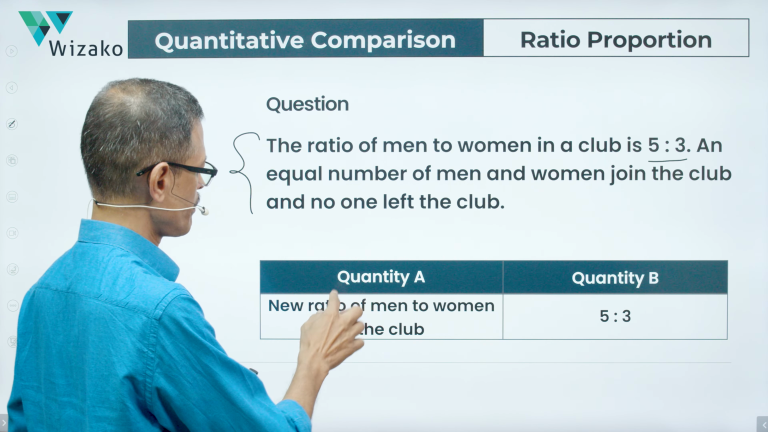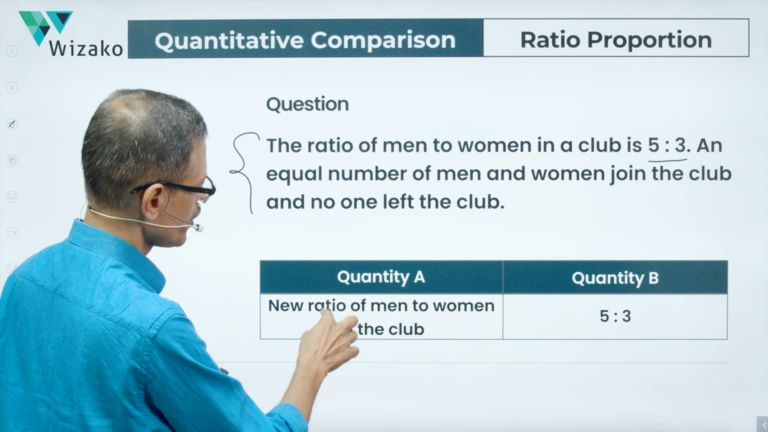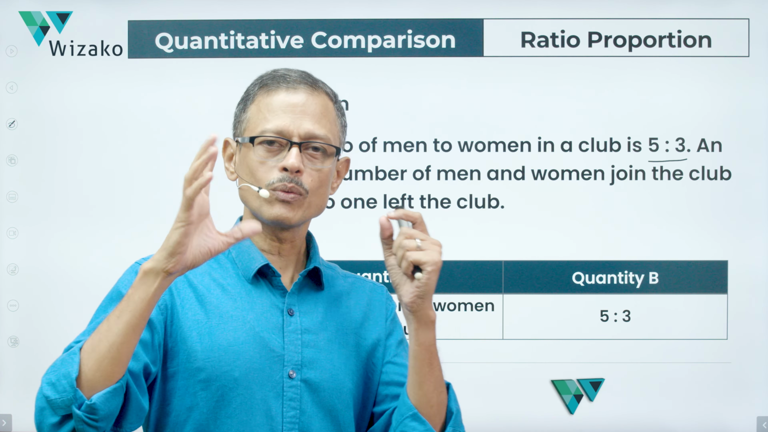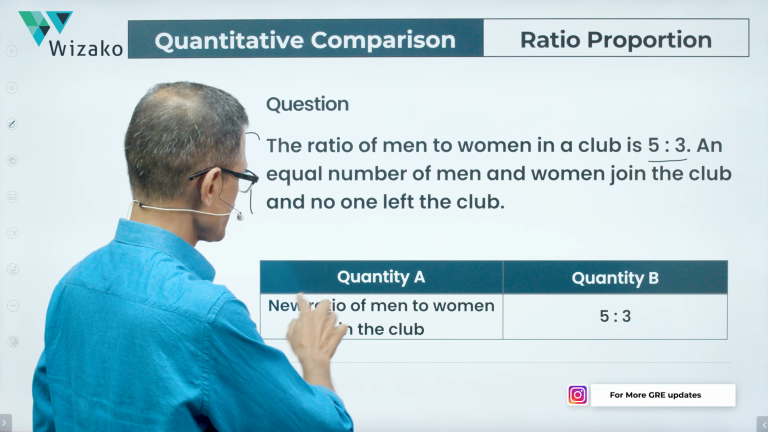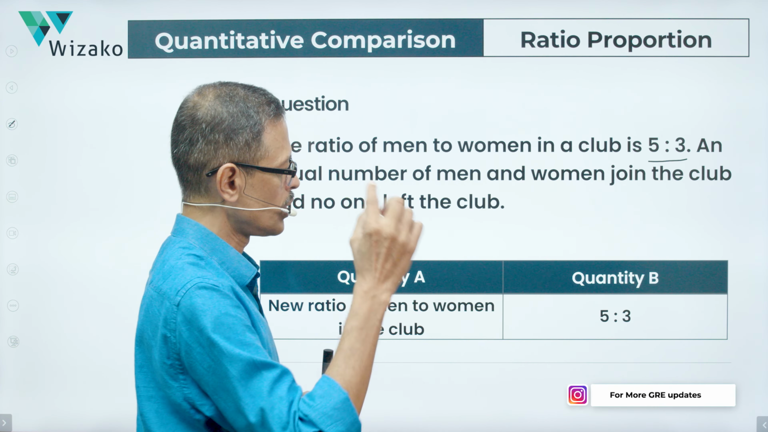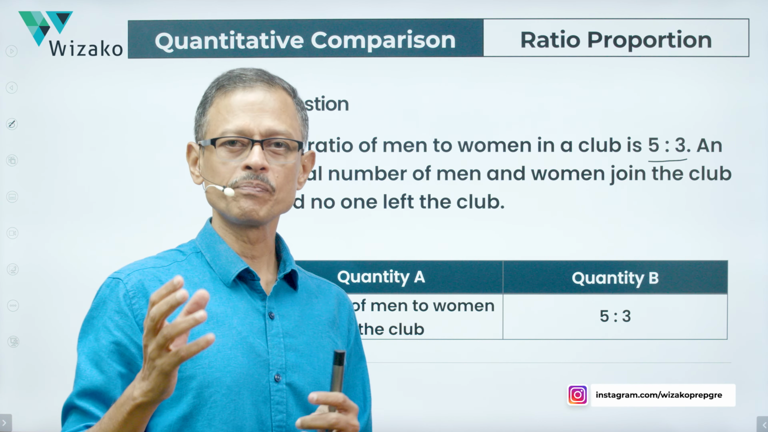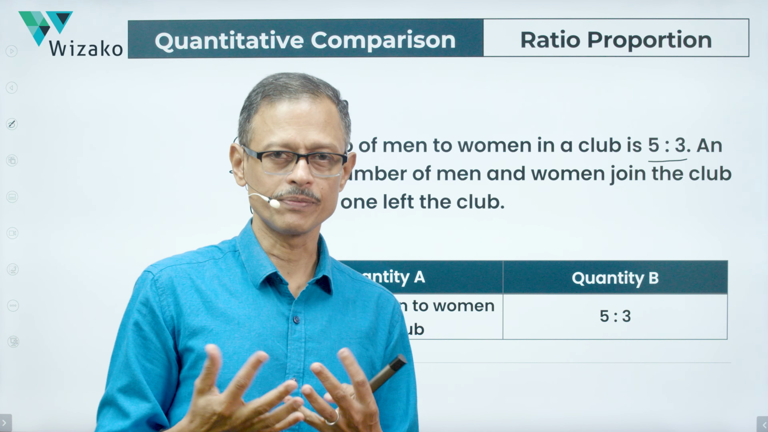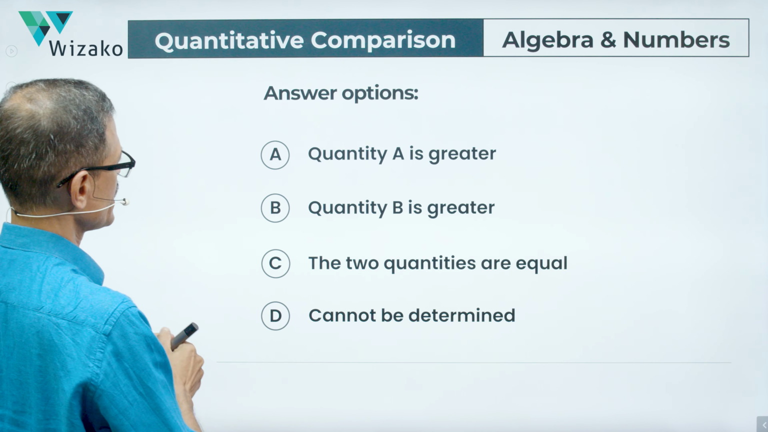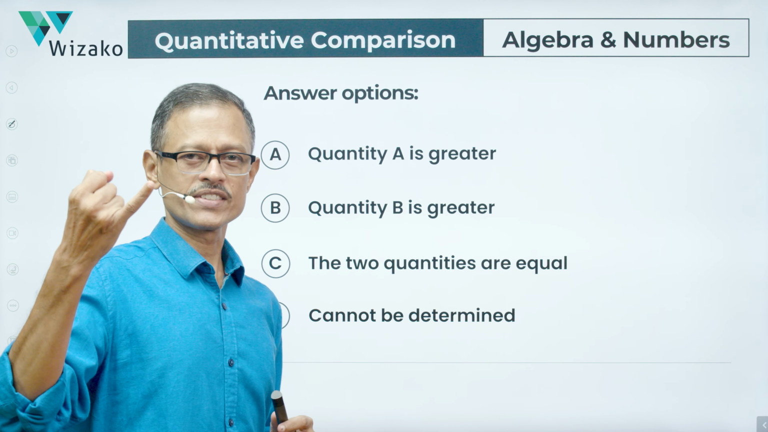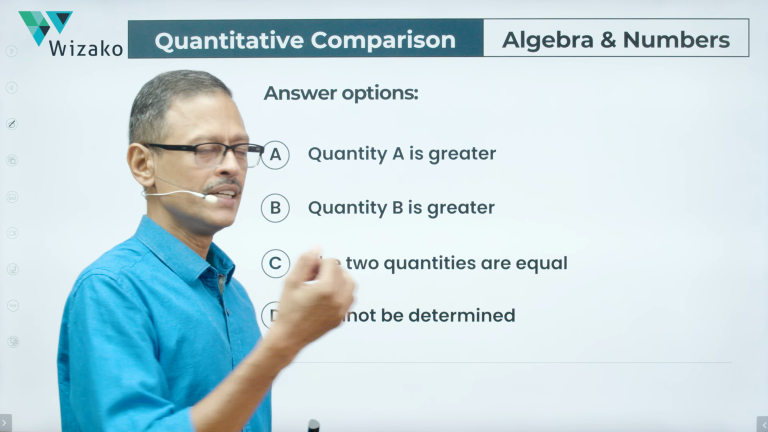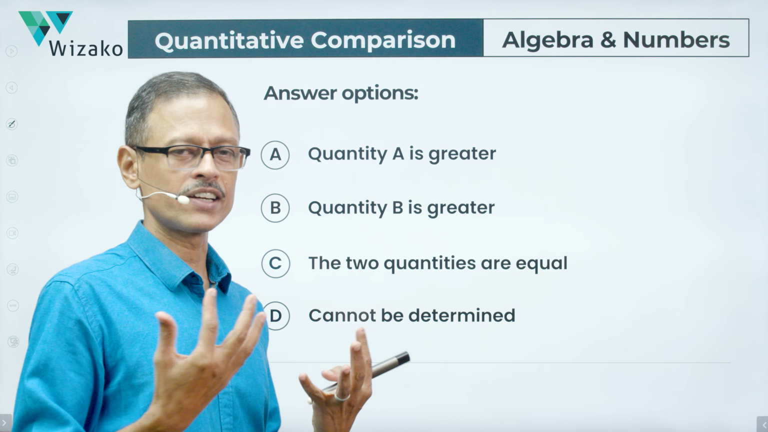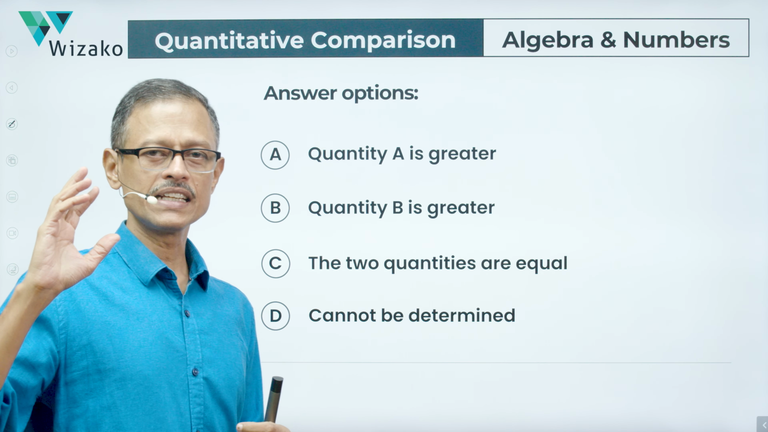Now what is asked to be compared? Quantity A is the new ratio of men to women in the club. We do not know how many of them joined, but equal number joined is what we have. Quantity B is 5:3, which is the original ratio. We need to compare these two and check which of these two ratios is a larger value. The four answer options you are familiar with by now. Quantity A is greater is choice A, quantity B is greater is choice B. The two quantities are equal is choice C, and if you can't compare, you don't have data to compare, cannot be determined is choice D.